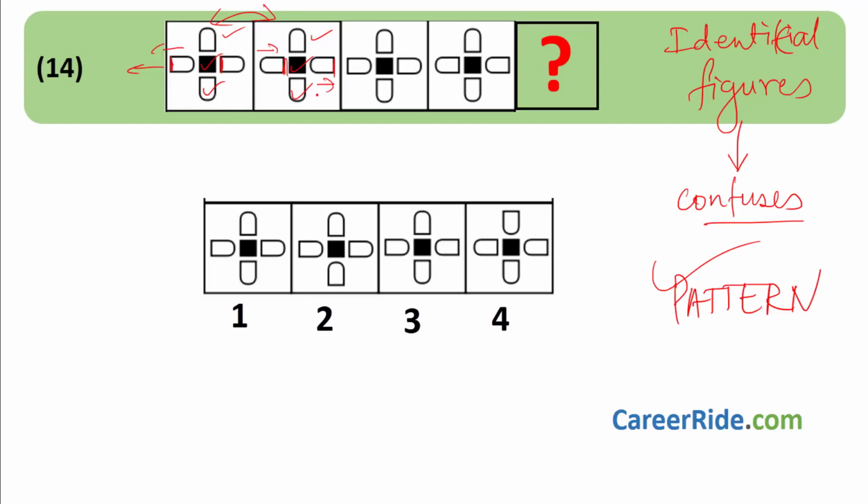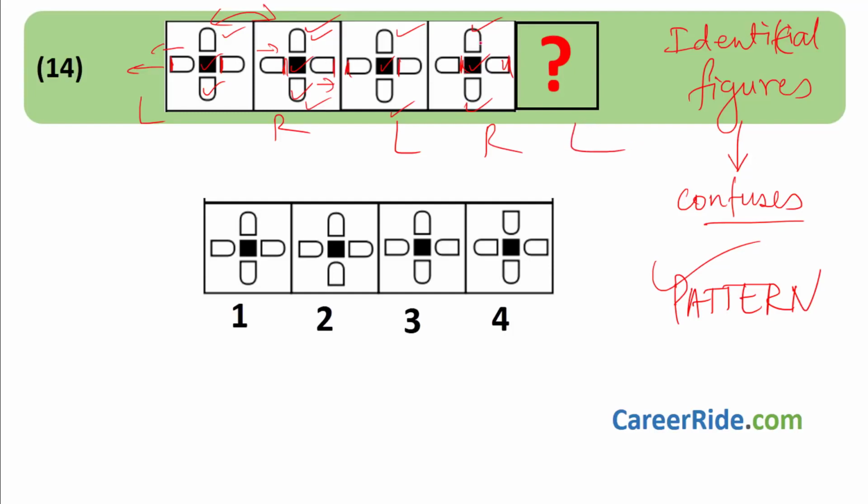Okay, now next figure, between second and third figure, this remains same, this remains same. Now here again both of them are facing on the left hand side. This is same. Again over here same, same, same. Both of them are now facing on the right hand side. So what is the pattern? Left side facing, right side facing, left side facing, right side facing, left side facing.